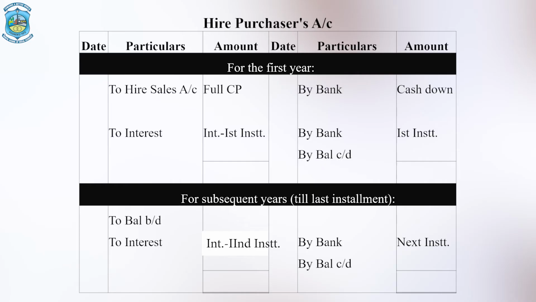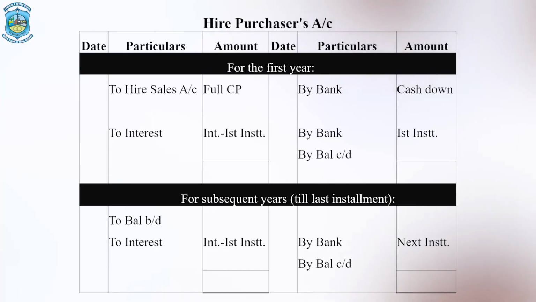Now, this is the outstanding amount in the name of the hire purchaser, which is to be recovered from him in the subsequent years. So, as and when the installment becomes due, you will be debiting the hire purchaser account with interest as to interest, and the amount of the installment will be credited in his account as by bank. And until the last installment has been paid, these entries or postings would continue in the hire purchaser account.